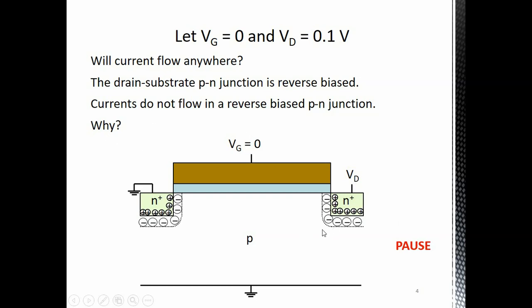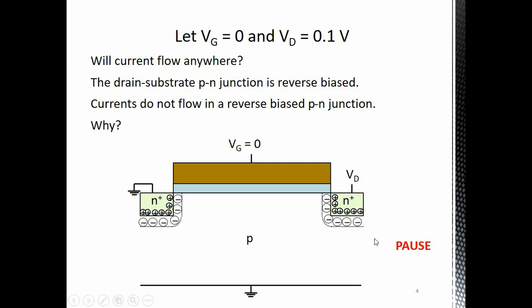Why do currents not flow in a reverse bias PN junction? And the purpose of doing this pausing is that you have to think as you progress through these lectures, because it is only when you think that you will be engaged and you will understand the depth of the concepts that we discuss here. Okay, so pause, write, and then continue.